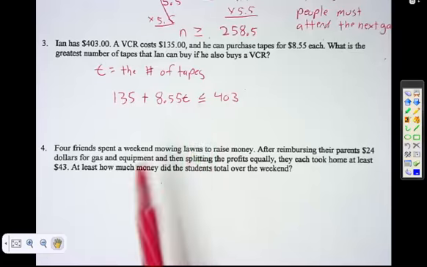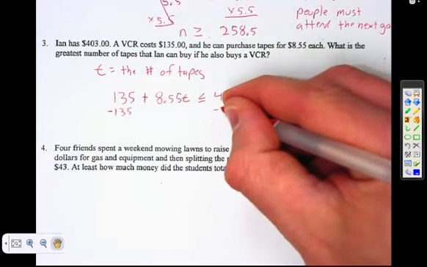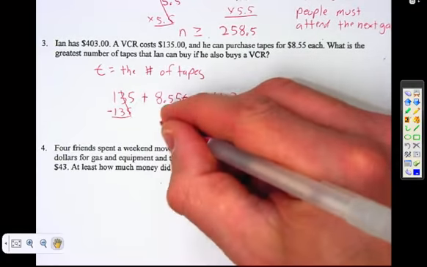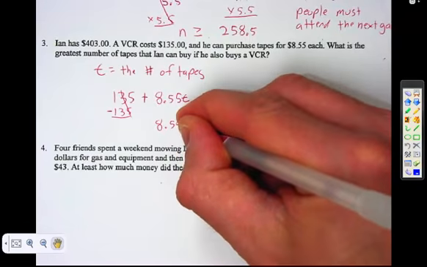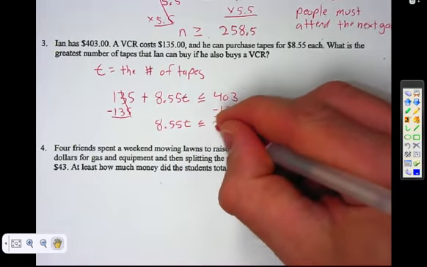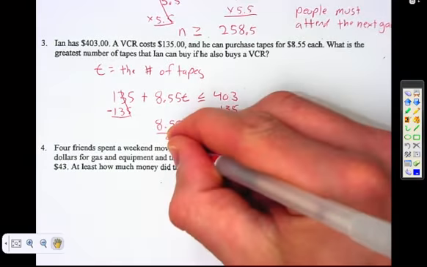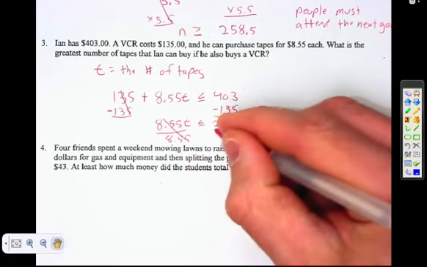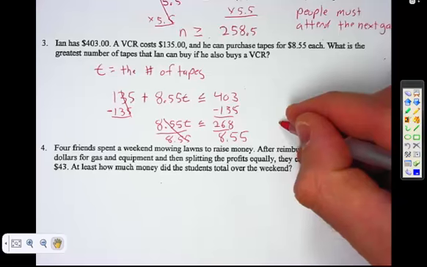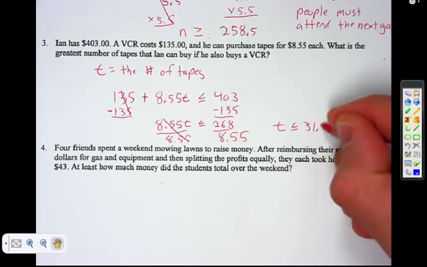So the first step, backwards of how we would solve it, would be subtract 135. Subtract 135, that goes bye-bye, so then you have 8.55t is less than or equal to 268. So then from there we'd have to just divide both sides by 8.55. So t would have to be less than or equal to 31.34.